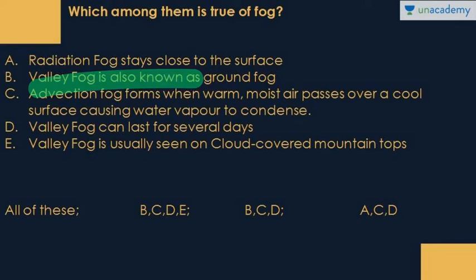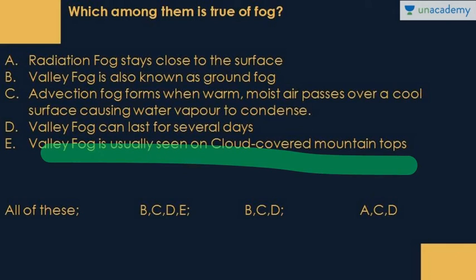If you look at B, this absolutely stands wrong. If you look at C, absolutely correct. Advection fog forms when warm, moist air passes over a cool surface. If you look at D, valley fog, yes, because between the two mountains there's a valley, right? Now this actually gets trapped in between those mountains. It takes several days to go off. So valley fog can last for several days.